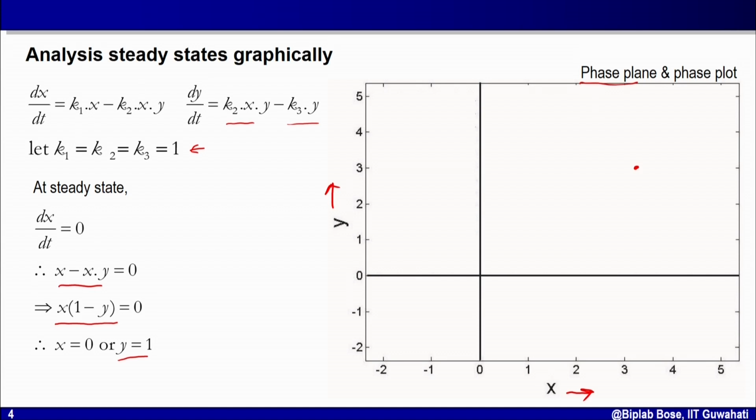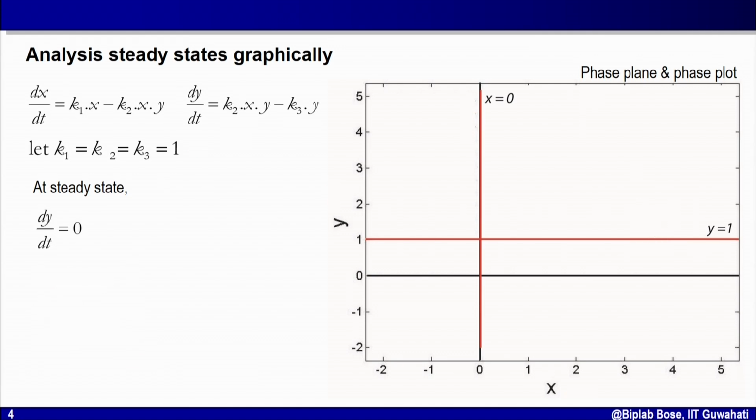So look back to the steady state relation. At steady state dx dt is equal to 0. From that we have got x equal to 0 or y equal to 1. So let us plot this on this phase plane of x versus y. How would they look? x equal to 0 is this vertical line. At all these points x is equal to 0, and this red horizontal line here is y equal to 1.